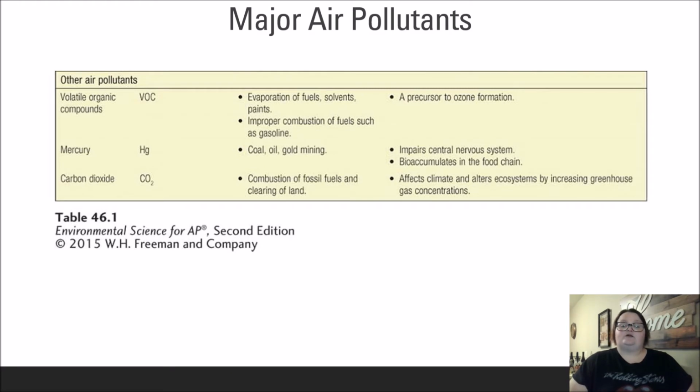This chart shows some other pollutants that are of concern, but do not require identified acceptable limits from the EPA. Volatile organic compounds, also known as VOCs, are compounds that are aromatic that evaporate in the atmosphere, such as solvents, paints, or fuels. These often have a very distinct smell and can cause headaches. Mercury can be found as impurities in coal, oil, and gold mining. Lastly, we have carbon dioxide, which we know comes from the combustion of fossil fuels and the burning of biomass. We will discuss the problems associated with different pollutants in a little while.